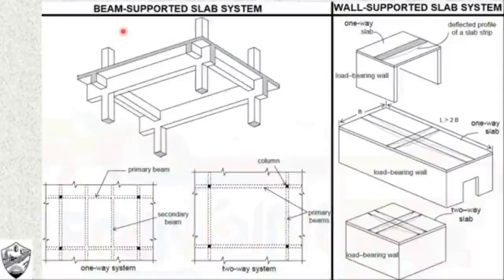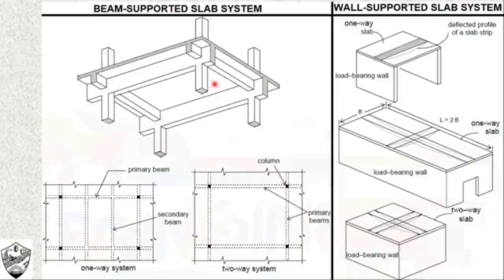Here you can see and differentiate the two kinds of slab systems: the beam supported slab system as well as the wall supported slab system. In the beam supported slab system, you see the beams interconnected along with the vertical members known as columns, and these set of members support the plate-like structure known as slab. So the slab is supported by the beams all around. But in the case of the wall supported slab system, you see there are load bearing walls. These walls support the slab entirely on opposite sides or all the four sides.